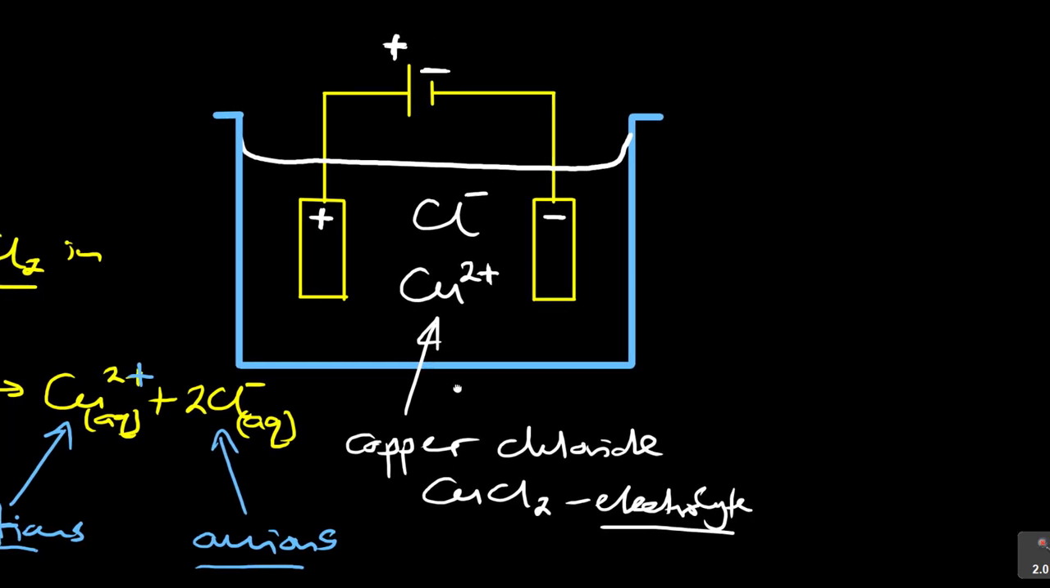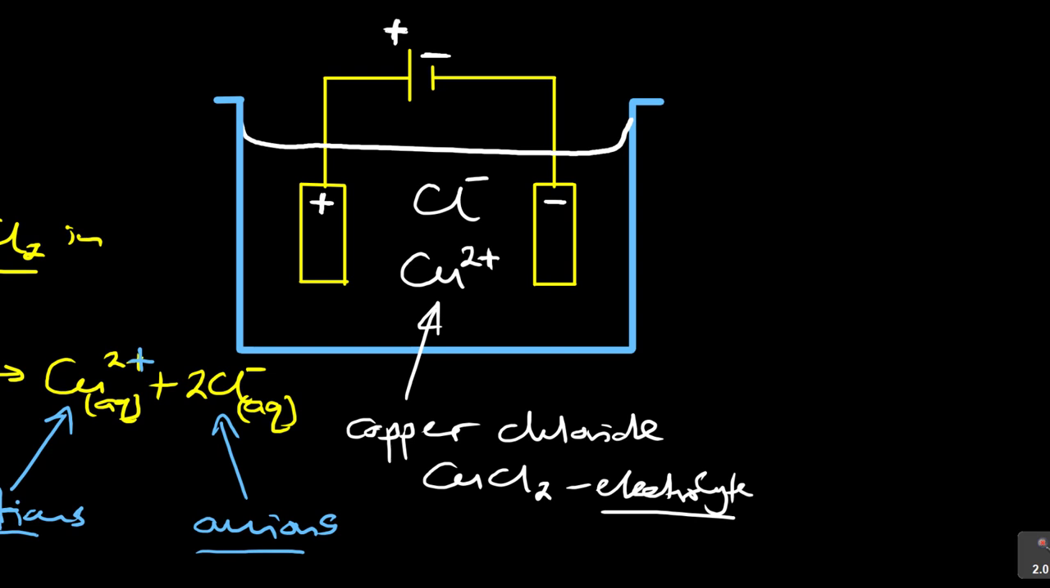Then it takes us back to the cell to say, in this particular cell, the copper 2 plus ions are going to be attracted to the negative electrode. Remember, the positive attracts the negative. What is being attracted to the negative electrode is the cations. And then we call this one the cathode. Why? Because it attracts the cations.